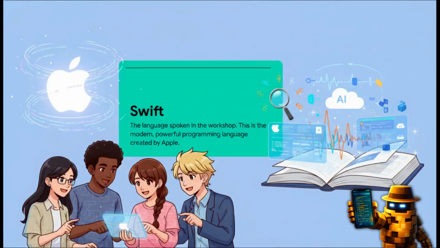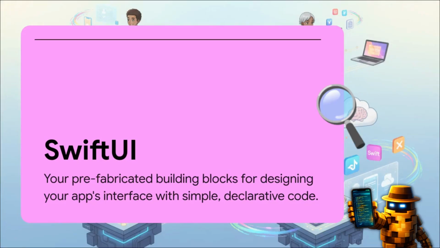Now, inside that workshop, you have to speak the local language. And for Apple, that language is Swift. It's modern, it's powerful, and Apple designed it to be way easier to read and write than older languages. This is how you'll give your app its instructions. And this is where it gets really cool for beginners. SwiftUI. Think of it like a set of pre-made building blocks for your app's interface. Instead of building a button or a list from scratch, you just declare what you want. You say, I want a title here, a list here, a button down there, and SwiftUI just does it. This approach is absolutely perfect for working with an AI assistant.